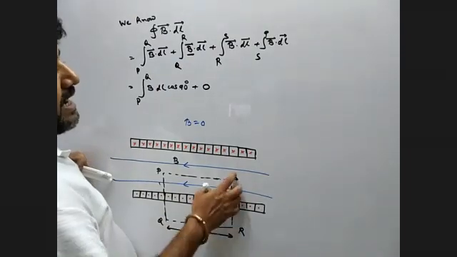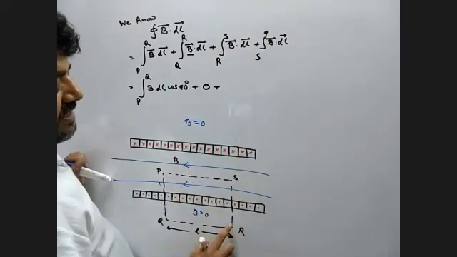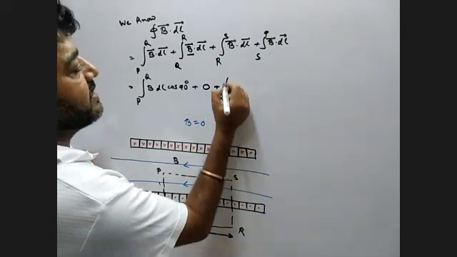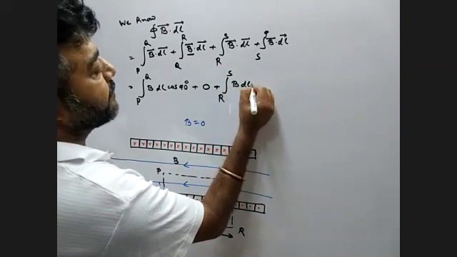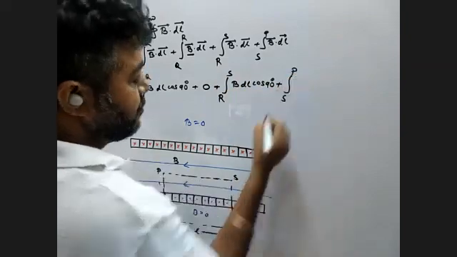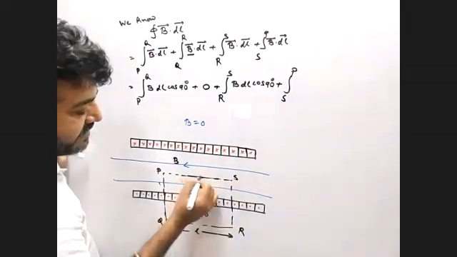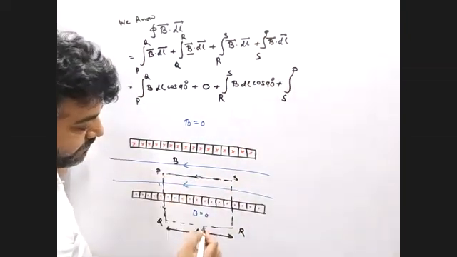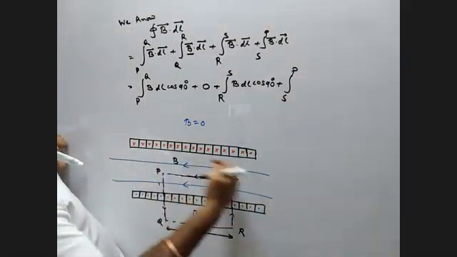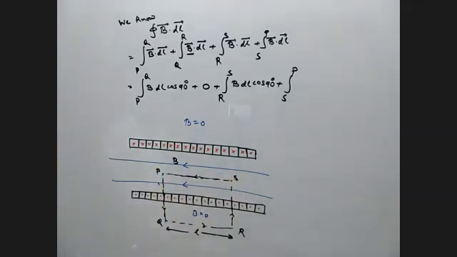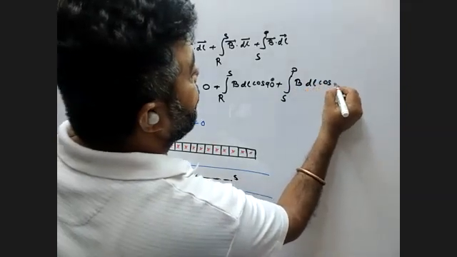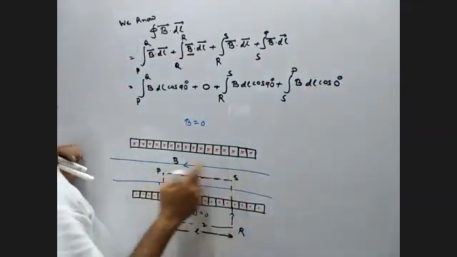Now when we move from R to S, again my magnetic field and length vector make an angle of 90 degrees, so the integral is B dl cos 90 degrees. When we move from S to P, the length vector and magnetic field are in the same direction, so we can say B dl cos 0 degrees, only from S to P.